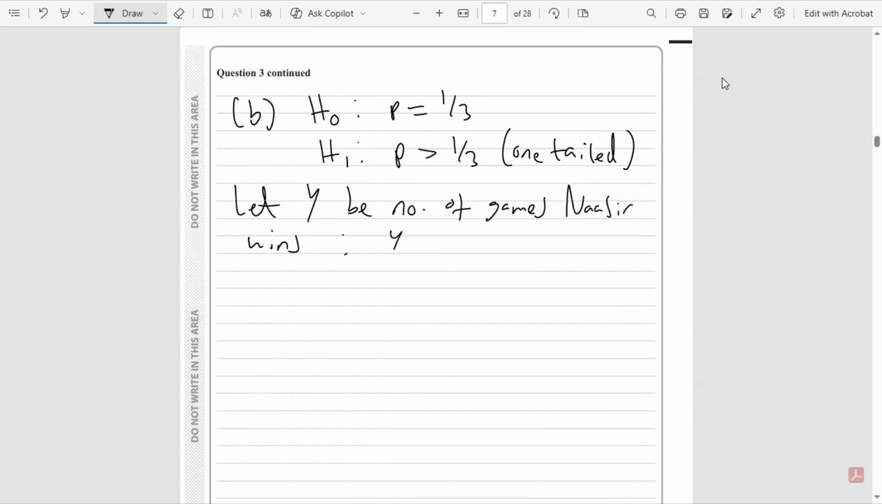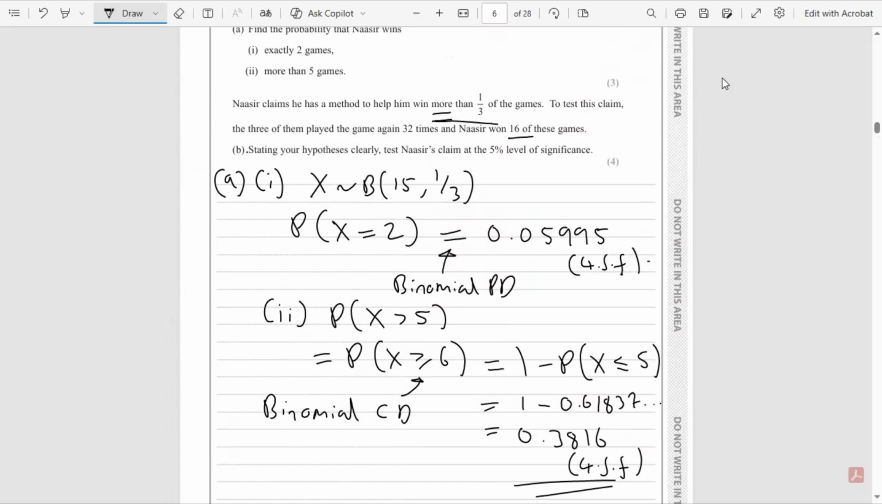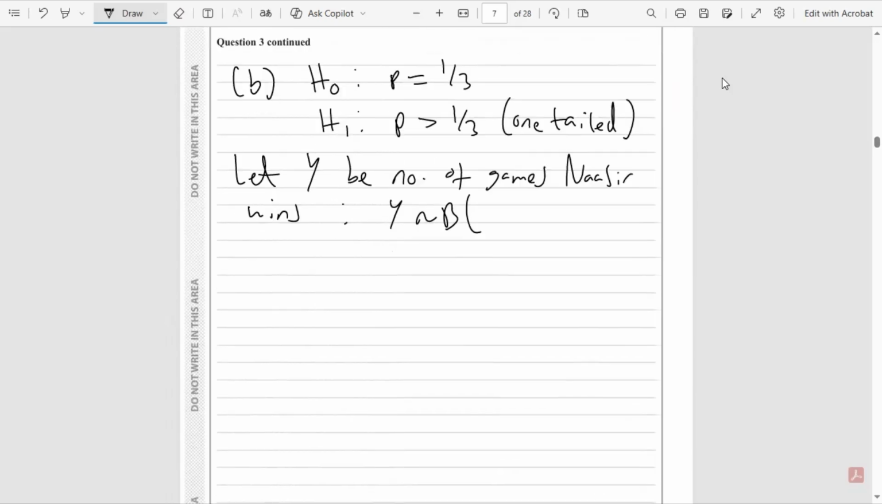And this would be, again, another binomial distribution. How many games was it for this part? It was 32 this time. Okay, so now the number of trials is 32, and the success rate is 1/3, assuming H0. So remember, with our hypothesis tests, we have to assume H0 is true to do the calculation.